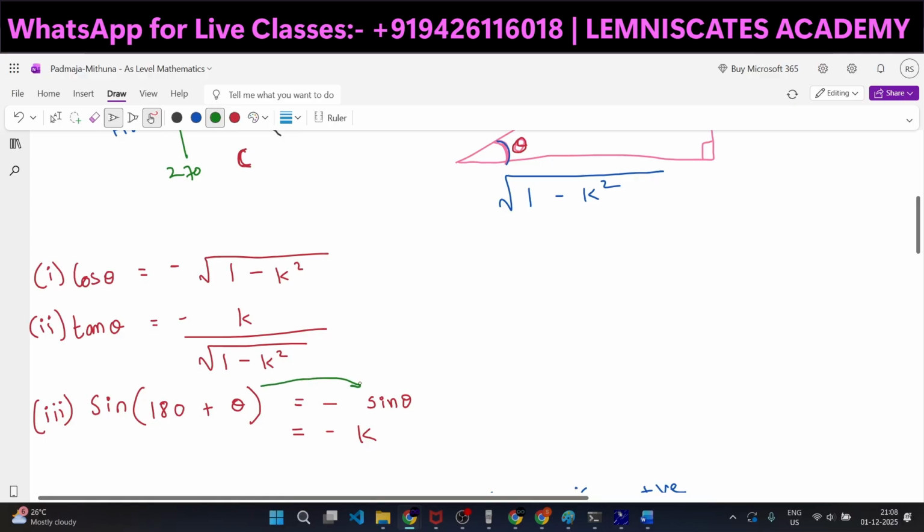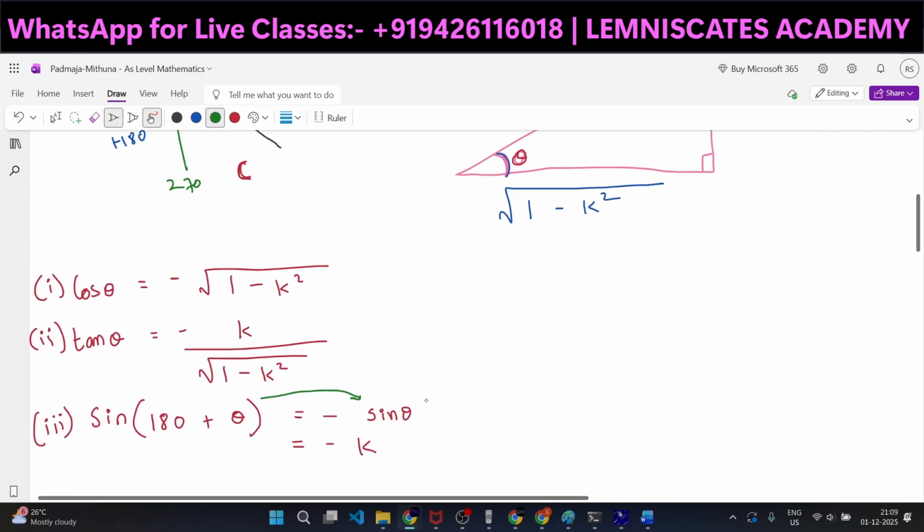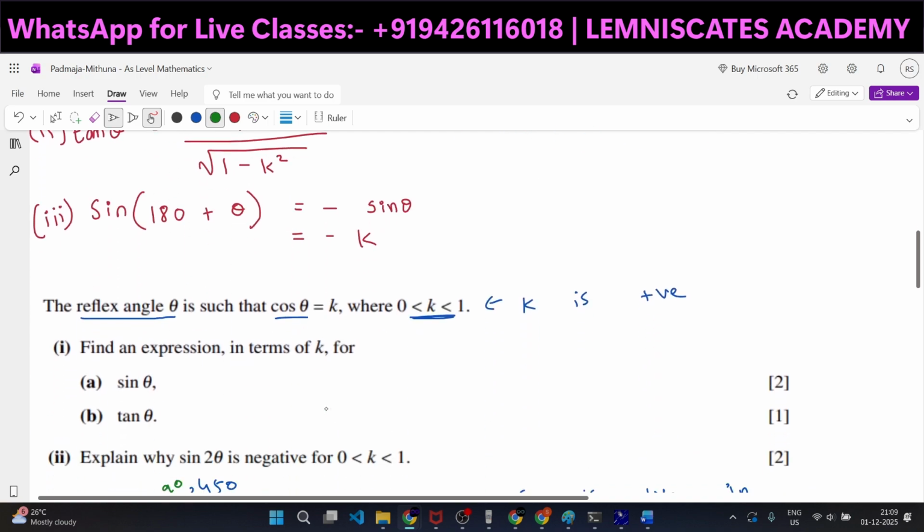Because there is no change in the triangle, whatever your sine theta is will be the same output, but now you are in the fourth quadrant. That is why you are having a negative sign. So I hope this is clear. Now moving on to the second question.